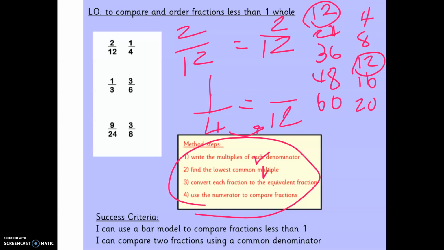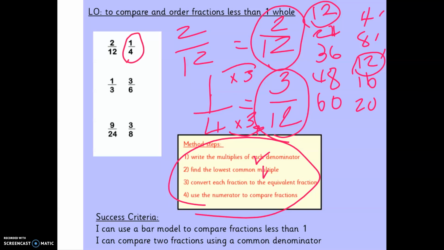So 4 times 3 is 12. And we know from looking at our equivalent fractions, whatever we do to the denominator, we must do to the numerator. So 1 times 3 is 3. Now I have 2/12 and 3/12, and you can quite clearly see that 3/12 is bigger than 2/12. So if I was looking at the fractions 2/12 and 1/4, 1/4 would be the chunk that I want. That's the one that is greater than. I'll even put the little greater than symbol in.